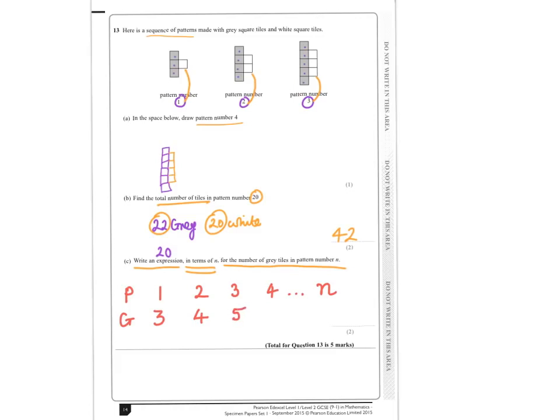5, 6, and so on. Can you still see that the pattern number is always 2 less than the number of grey tiles? So you can say that the number of grey tiles is always 2 more than the pattern number. So in this case we'd have the pattern number add 2, and that would be the expression for the number of grey tiles in pattern number n.